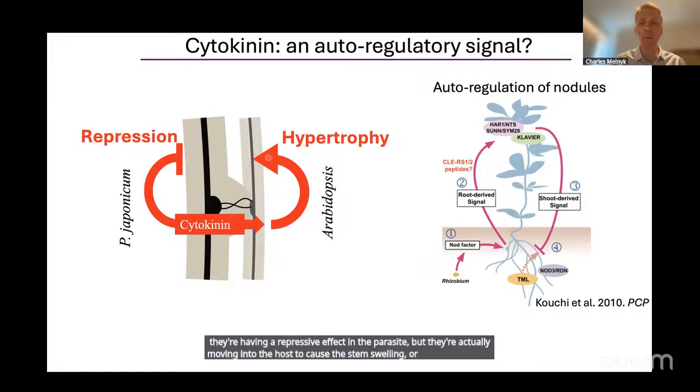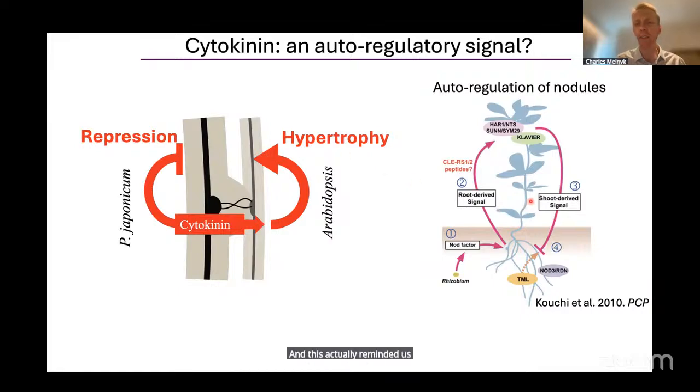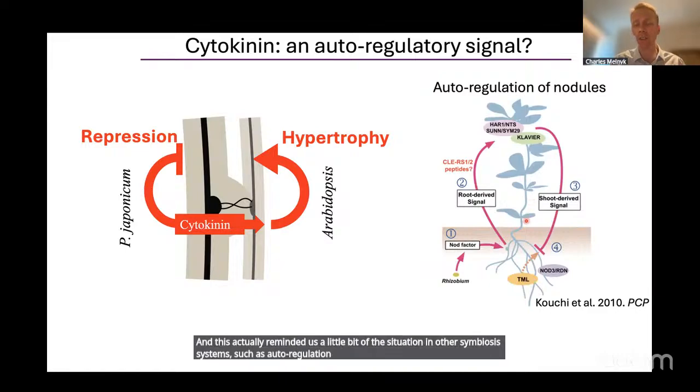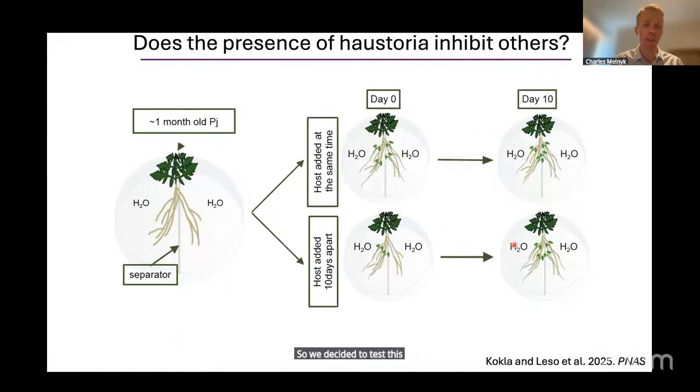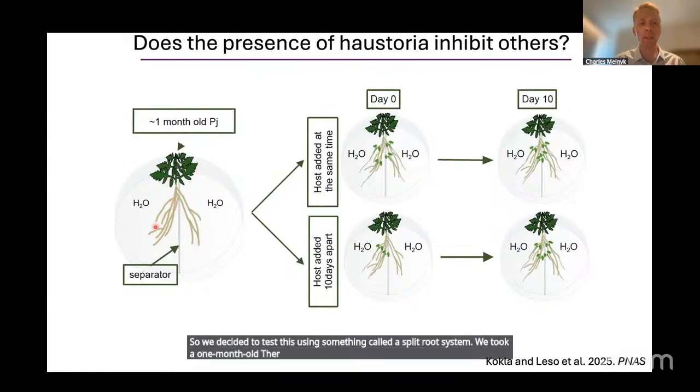or hypertrophy. And this reminded us a little bit of the situation in other symbiosis systems, such as autoregulation of nodulation, where the nodules are producing factors that can then move systemically to suppress the formation of further nodules. So we decided to test this using something called a split root system. We took a 1-month-old Phtheirospermum plant, we divided it into 2 halves, and we could then infect either one half of the roots or the other half, and we could either do it at the same time, or we could infect first on one side of the plant, wait many days, and infect on the other side.